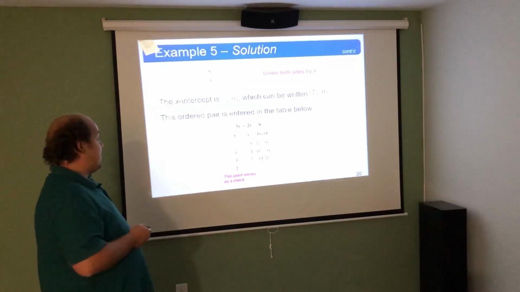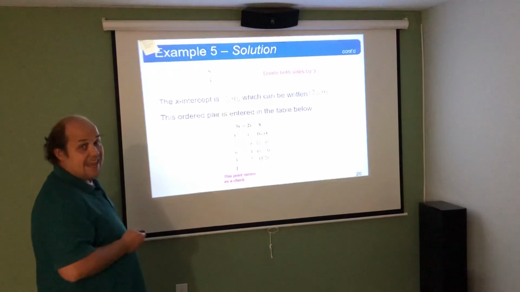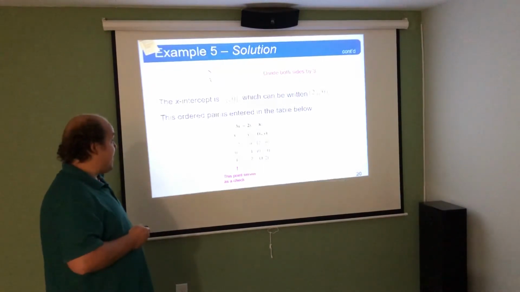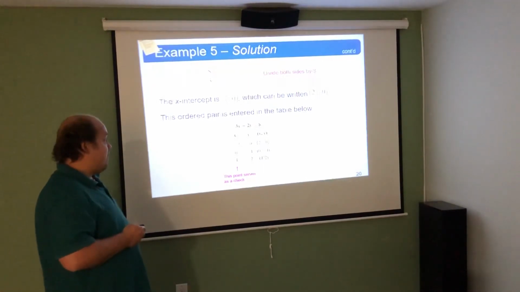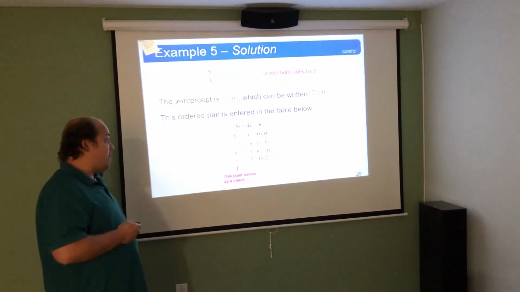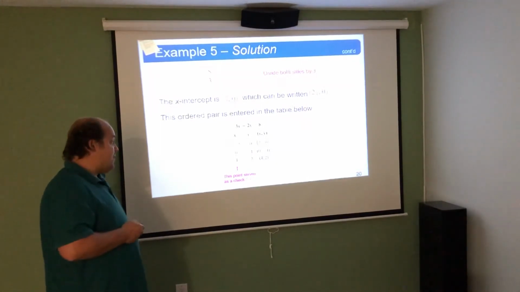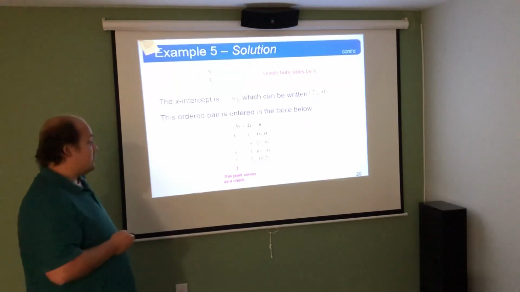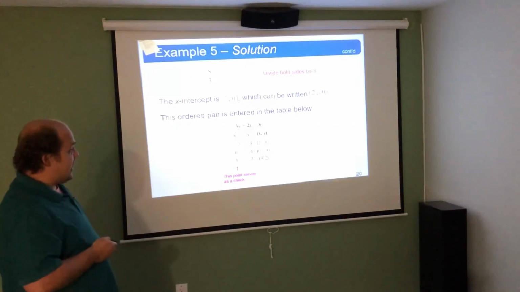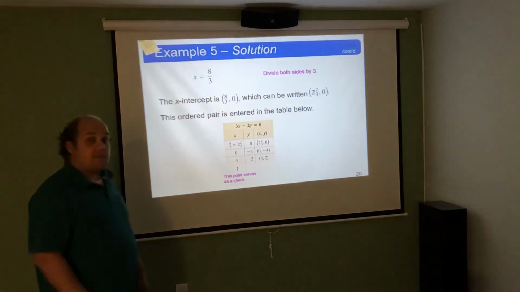The next thing I can do is plug in 0 for the x coordinate. If I put in 0 for x, 3 times 0 equals 0, so I'm just left with negative 2y equals 8. If I divide by negative 2, that'll leave me with y. If I put 8 divided by negative 2 in my calculator, that's how I get this answer, negative 4. So really, these 2 points, the x and y intercepts, are enough to graph.